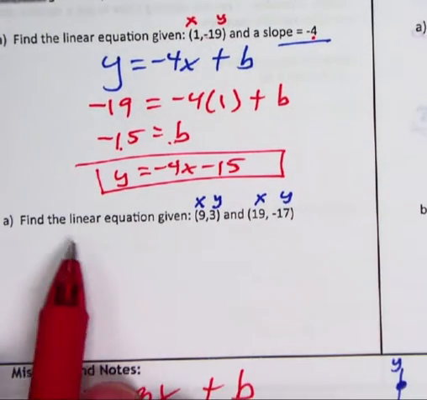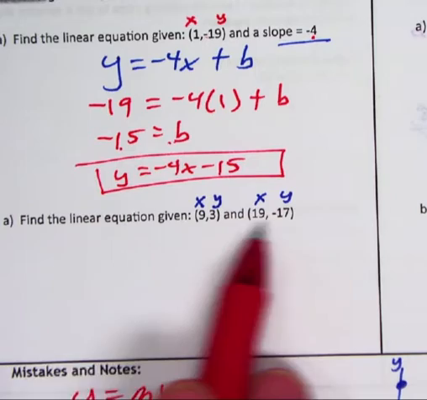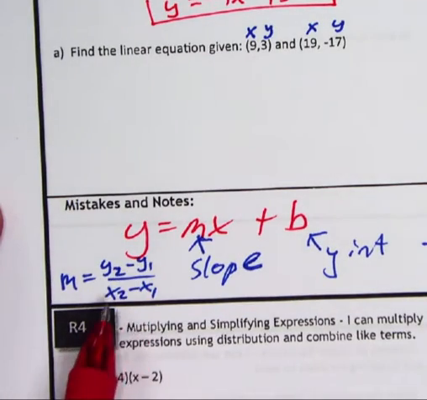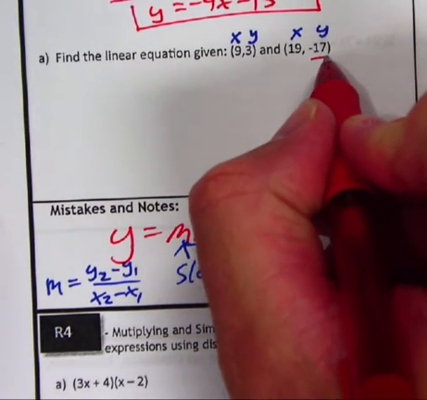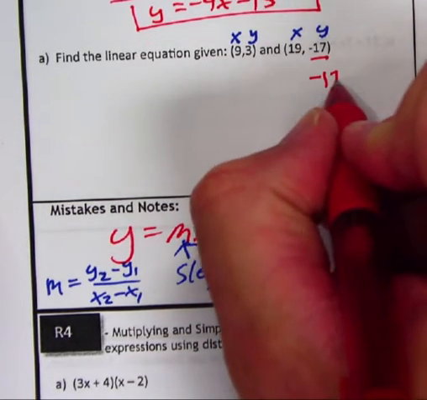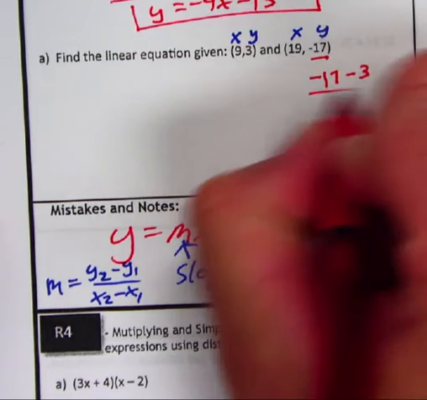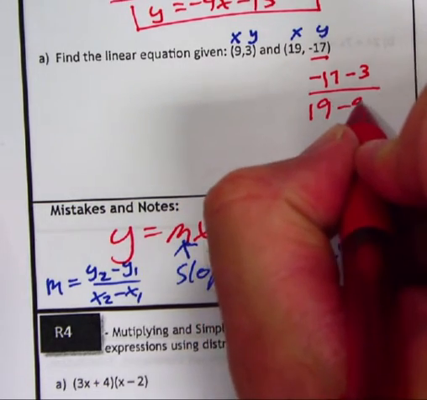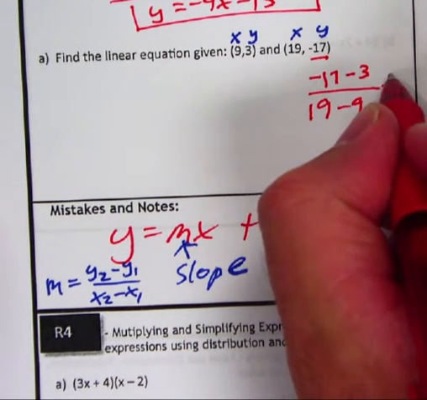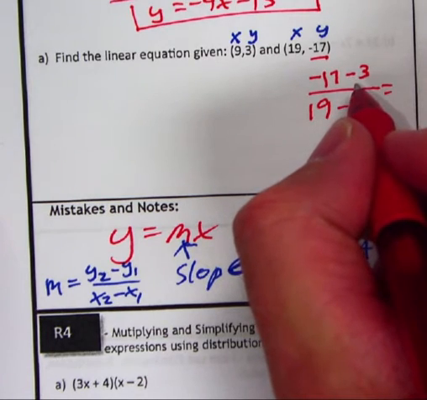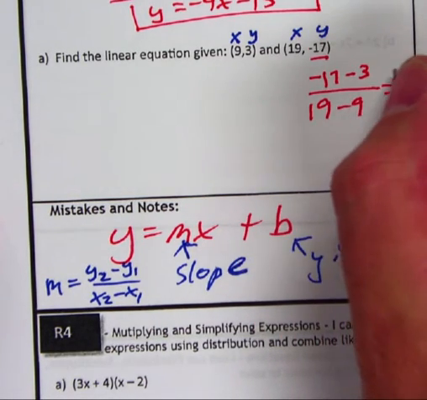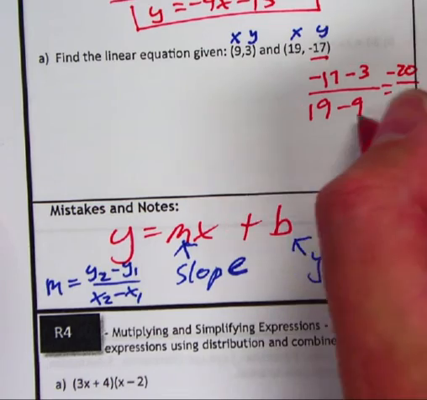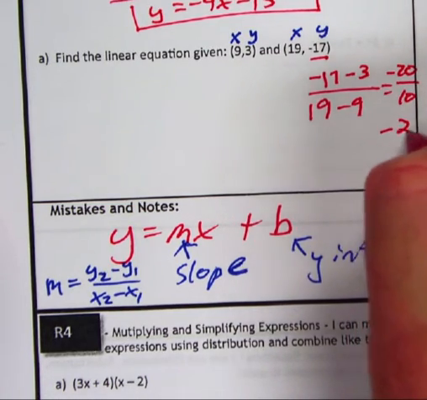Here's the next one. The next one, the linear equation given in this format. If I use the slope equation, y sub 2 minus y sub 1 over x sub 2 minus x sub 1, this is my y sub 2. So I'm going to take -17 minus 3 over 19 minus 9, which then is going to give me the top being -20, and this being +10 makes -2 as my slope.